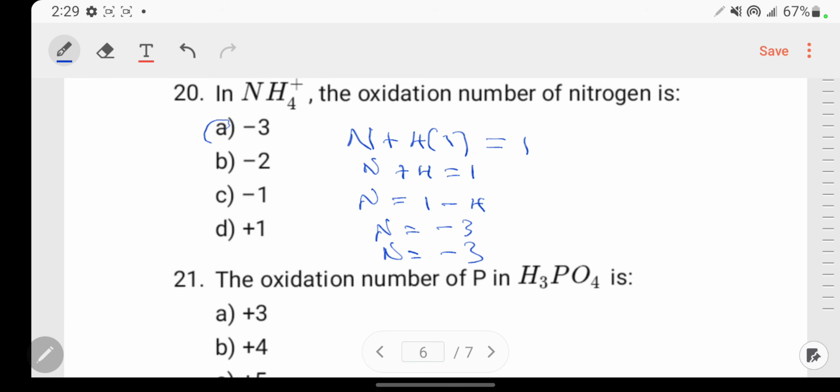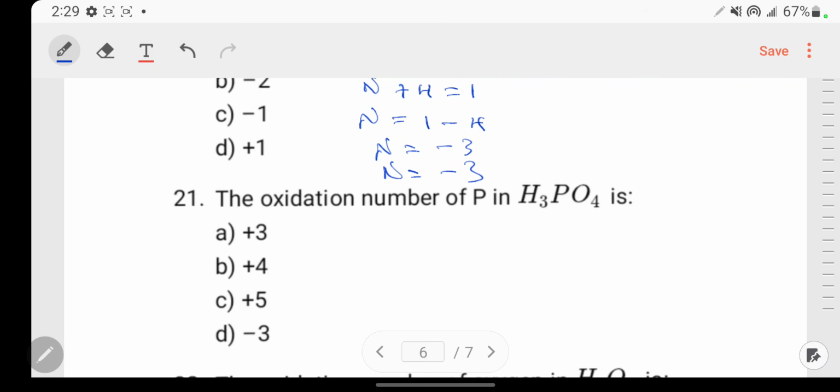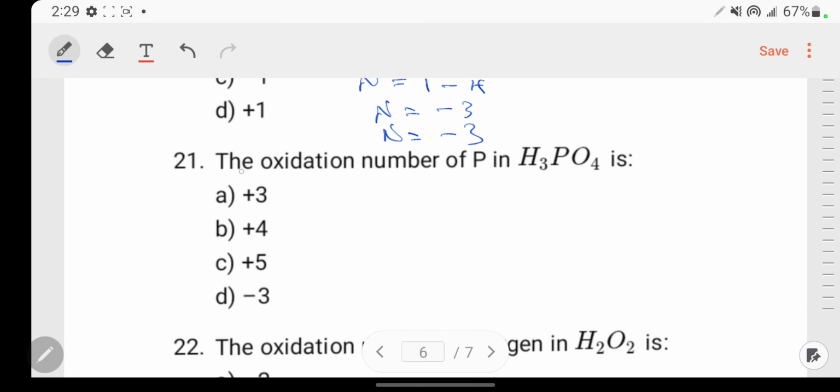So our answer for question 20 is 3. Let's look at 21. The oxidation number of P in H3PO4 is. For this one, same principle: it has no charge, so the overall charge will be equal to 0. So we say 3, since there are 3 hydrogens, hydrogen has a charge of +1, plus the phosphorus, plus the oxygen, which is 4, it will have the charge of -2, should be equal to 0.